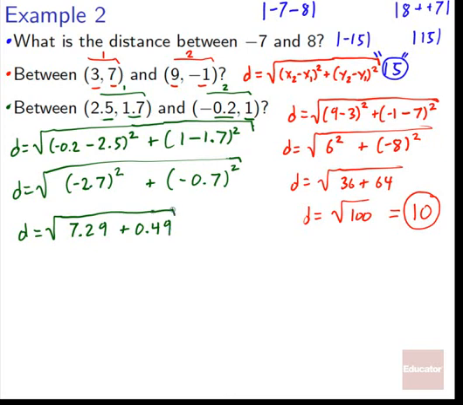So 7.29 plus 0.49, so our distance is equal to the square root of 7.78, what we get when we combine these two numbers, 7.78. That's the distance between those two things.